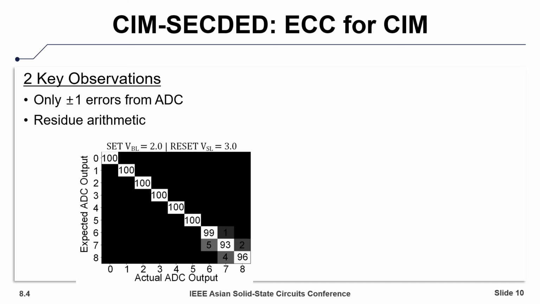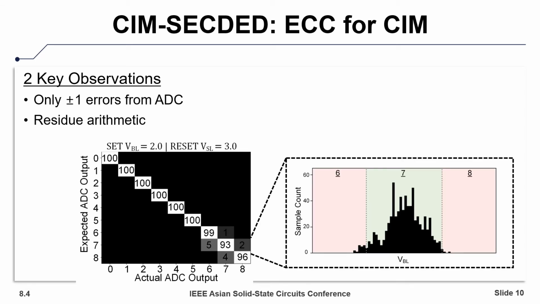To enable ECC for compute memory, this work makes use of two key observations. First, we really only see plus or minus 1 errors occur during compute memory. So if we look at a confusion matrix, we can see that the errors occur only plus or minus 1 off of the diagonal. To get a better idea of what is meant by this, let's zoom in and look at just one ADC code.